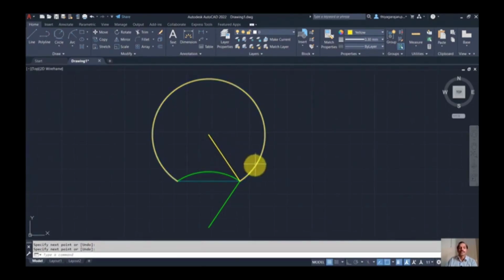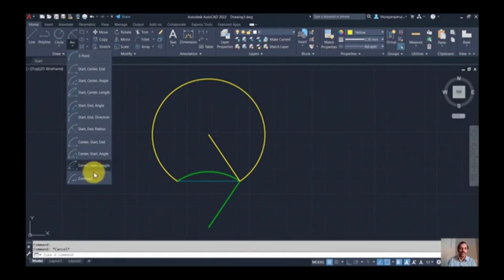So the curvature will be changing. That is the difference. The green arc and this yellow arc are both radius 45 only, but the curvature is different. Now the last option is continue.